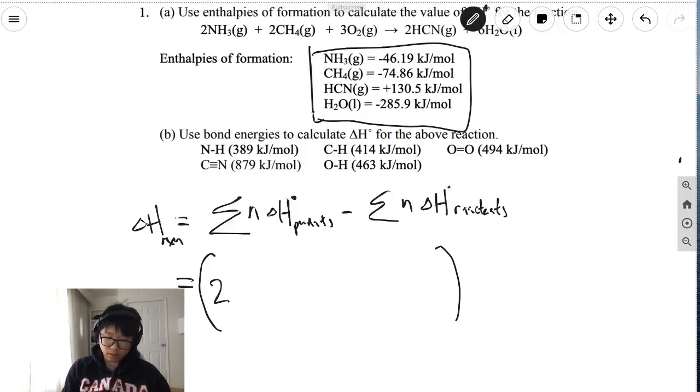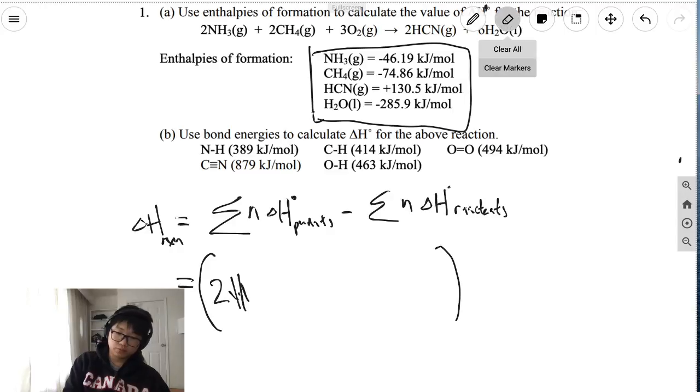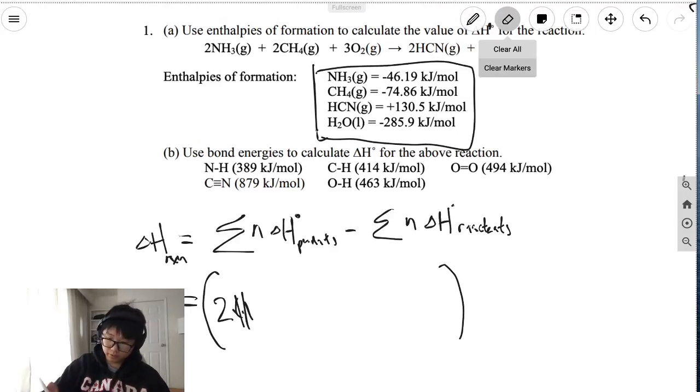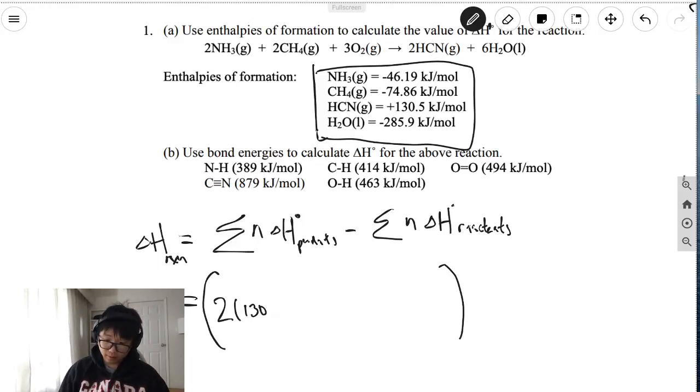You can write units, or you don't have to write units. Up to you. Now it's showing me. I'm just going to get you to write it. So if you just write the numbers, it'll be 2 times 130.5, and then we're going to add that because there's a summation. So what's the coefficient? It'll be 6, yeah, times negative.